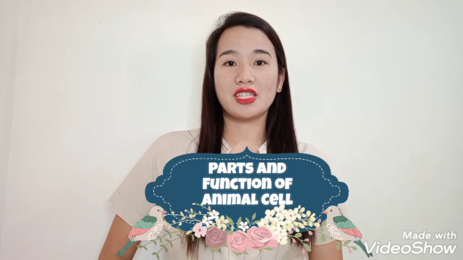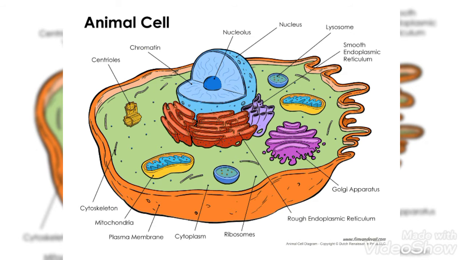Let's take a closer look at the parts of the animal cell and the plant cell, and let's look for the similarities and the differences of the two cells. Let's first discuss the parts and function of the animal cell. The plasma membrane or the cell membrane is the outer edge of the cell and forms the boundary between the inside of the cell with all of its organelles and the extracellular matrix.